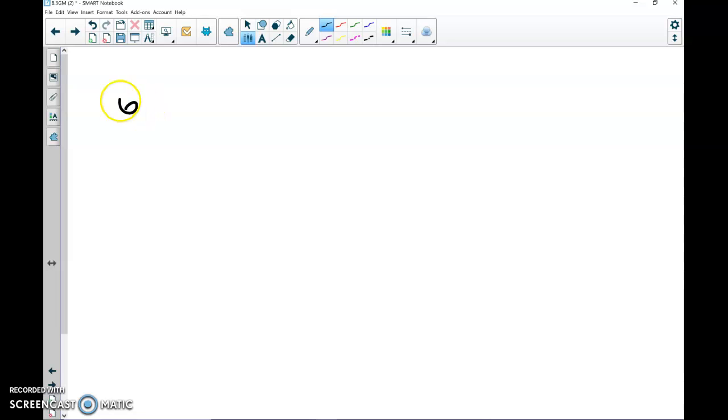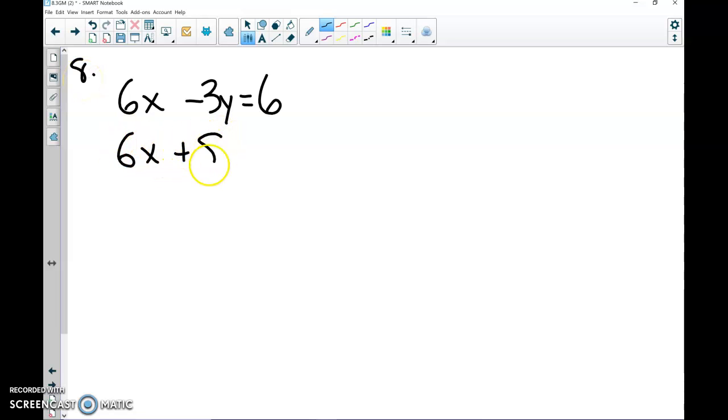So I have 6x minus 3y equals 6. So this is number 8 on the your turn. And then I have 6x plus 8y equals negative 16. Okay, so same thing. I have 6x and 6x. They're the same. So like I said, hardest part is deciding whether you would add them to get them to cancel or subtract them to get them to cancel.